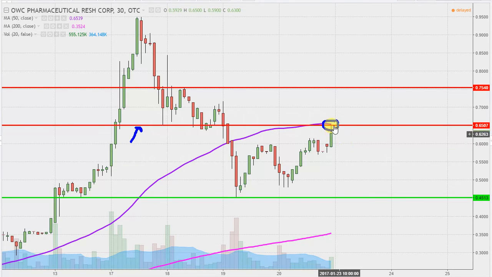So 65 cents will be that initial hurdle on the bulls, kind of on the front page of their to-do list next week. If the bulls can push through 65 cents, then 75 cents up here would be the next area of resistance. But no doubt about it, nice way to close out the week. So we'll see if the bulls can build upon this or not next week.